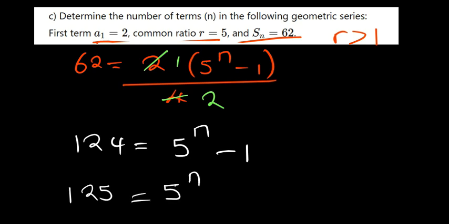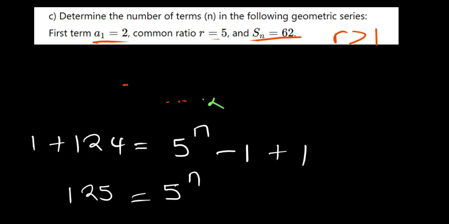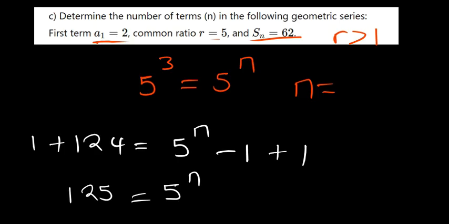So we add the 1 to both sides. Now we have a very basic indices problem. 125 is the same as 5 to the power 3, which is equal to 5 to the power n. Therefore our value of n is 3. So that's it for C.